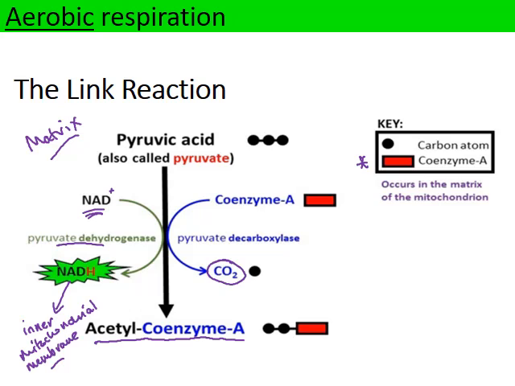And the job of the coenzyme A is to carry the 2-carbon acetate into the next stage, which is called the Krebs cycle. So to summarize, pyruvic acid or pyruvate enters the matrix of the mitochondrion through carrier proteins. We know it's oxidized through dehydrogenase enzymes, so we get reduced NAD. We know it's decarboxylated to form a 2-carbon fragment called acetate. That acetate joins with coenzyme A to form acetyl coenzyme A. That carries the 2-carbon acetate into the Krebs cycle.